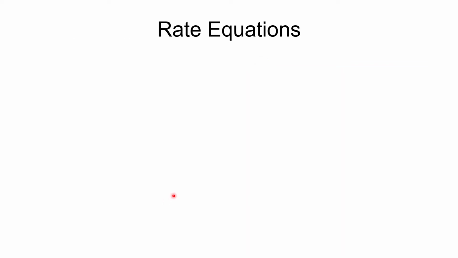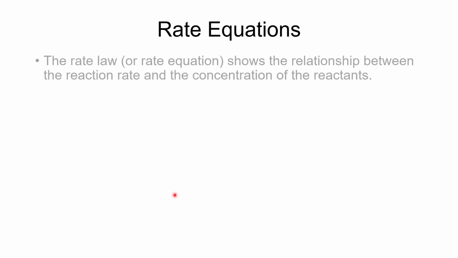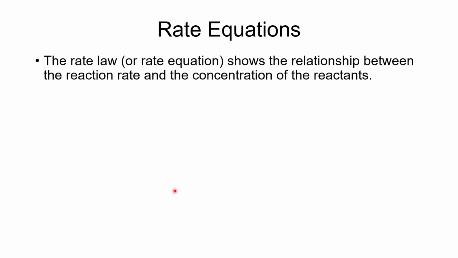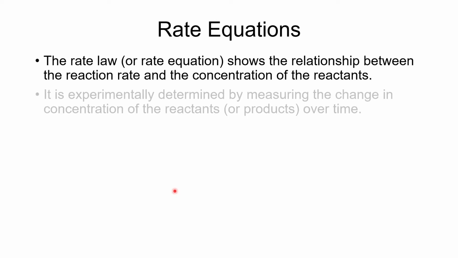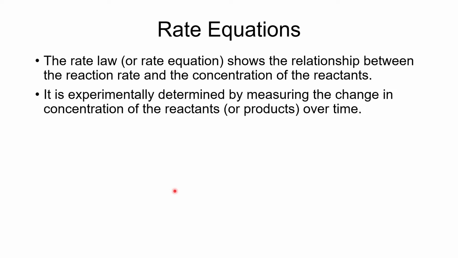All right. So we want to look at rate equations. You've done rate equations in general chemistry, so this shouldn't be something that's new, but you probably need to review it. The rate law, or in some textbooks it's referred to as the rate equation, I typically will call it the rate law. It shows the relationship between the reaction rate and the concentration of the reactants. In order to get the rate law, you have to do this experimentally. You can't just look at the stoichiometry of a reaction. You have to look at it experimentally.